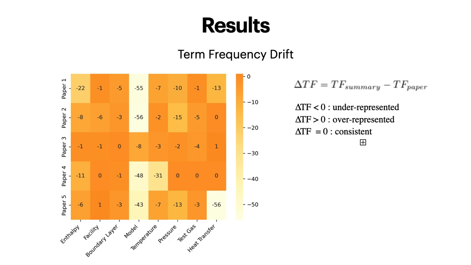The term model is strongly underrepresented in every paper, indicating systematic omission of this concept. Finally, paper 3 shows the least negative drift, indicating that it maintains domain-specific terminology better than other papers. This could be due to paper 3 being the shortest of them all.